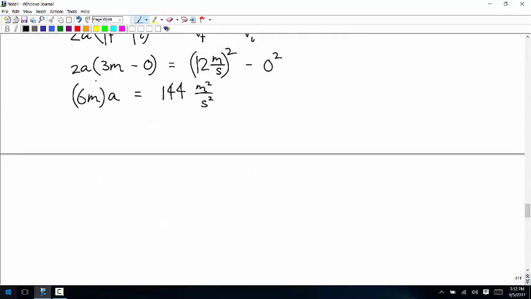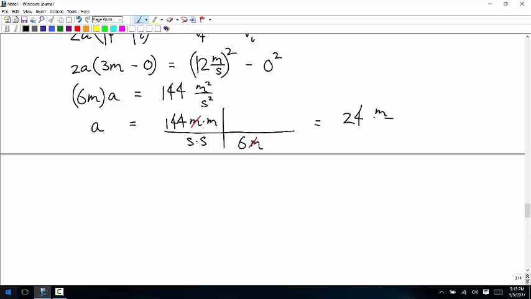And now I'll divide both sides by 6 meters. So the acceleration is equal to, I'm going to write this as 144 meters times meters over seconds times seconds, and then divided by 6 meters. Cancel 2 of those m's, and you come out with 24 meters per second squared.